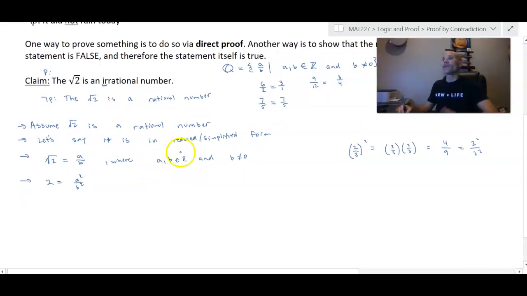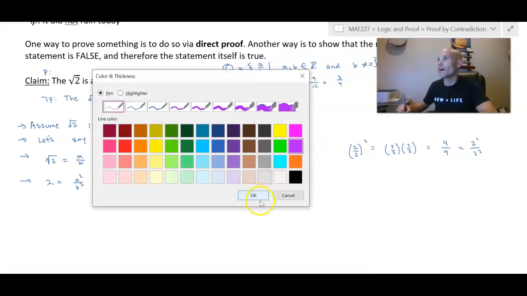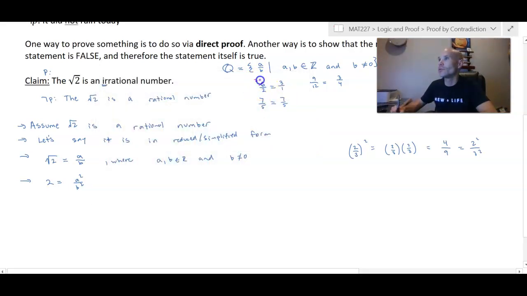Okay, now this assumption of it is in reduced or simplified form, here's where we have to get kind of creative. If it's in reduced form, then that means that a and b aren't both even. Okay, let's think about that for a moment. If it's in reduced form, then a and b can't both be even. So 6 and 2 is not in reduced form, right? Because if it's an even number, then we know that we could factor out a 2. Now we could factor out a 2 here, make this 2 times 3, and here we can make this 2 times 1, and the 2's cancel out, and we get 3/1.